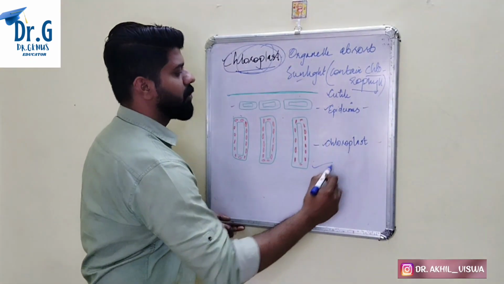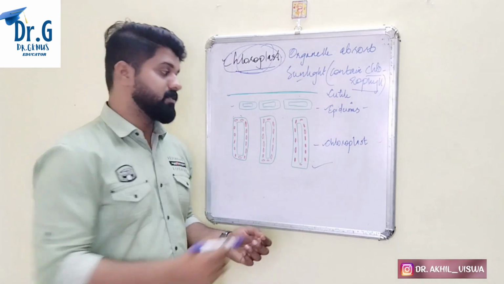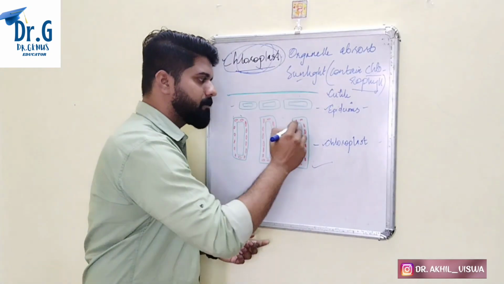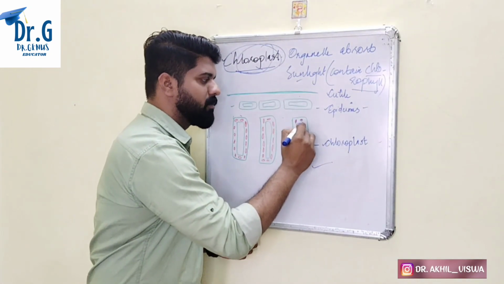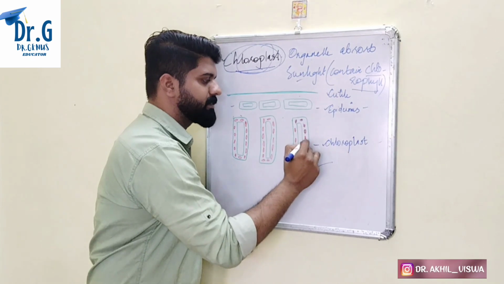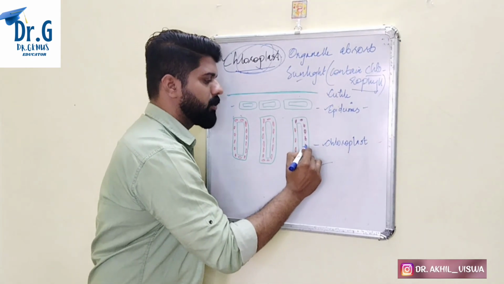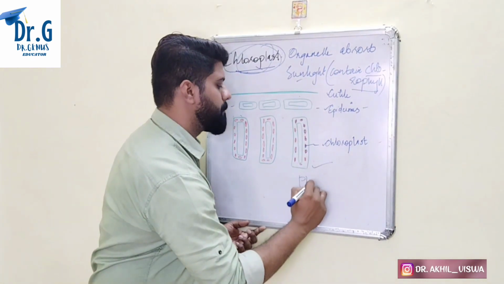So that cell is called a plant cell. Inside the plant cell, we can have a small dot-like or bean-shaped structure. That is called a chloroplast. So this is called a plant cell.